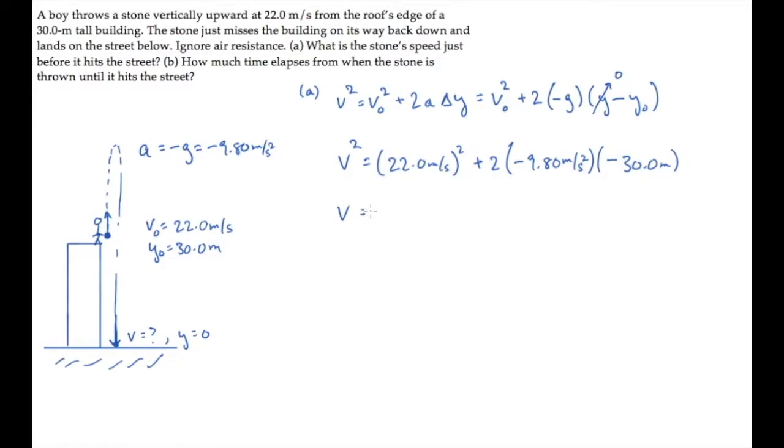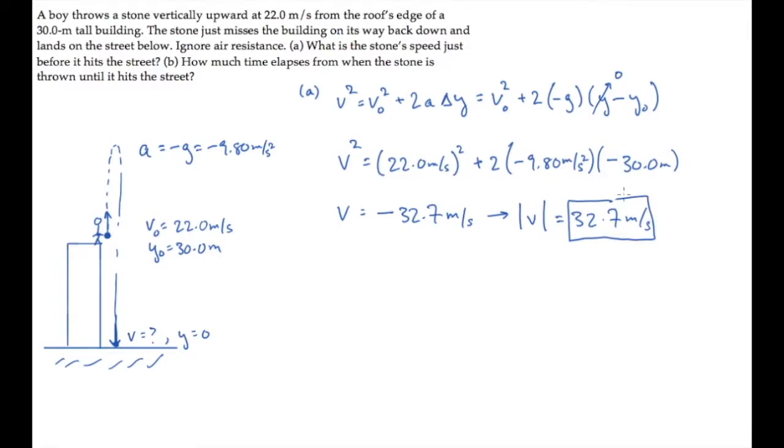It's important to remember, though, that this equation only gives you the magnitude, not the direction of the velocity. The final velocity is down, so it's negative, minus 32.7 meters per second. The final speed is the magnitude of that, positive 32.7 meters per second.